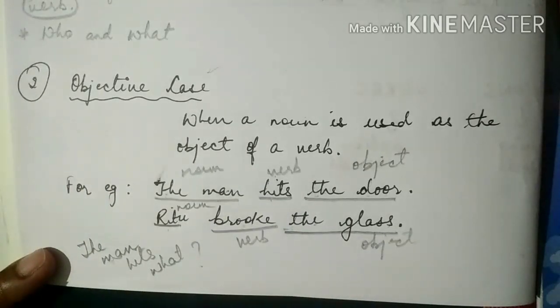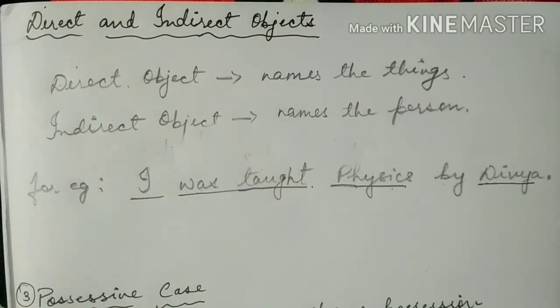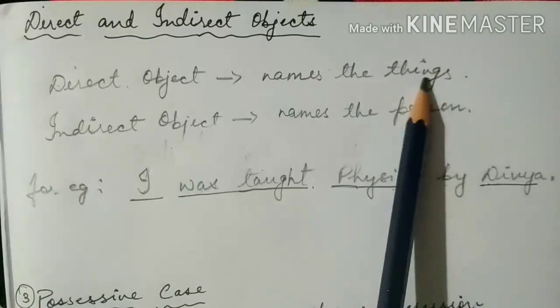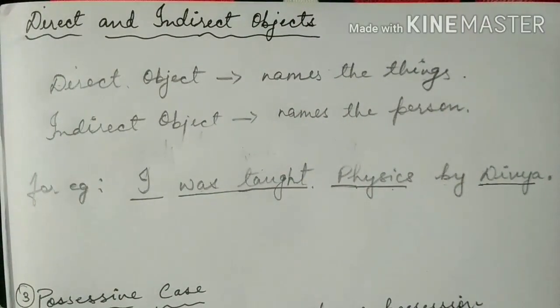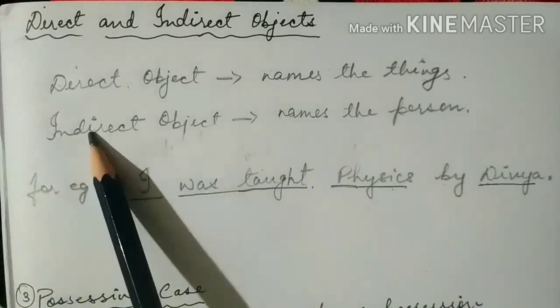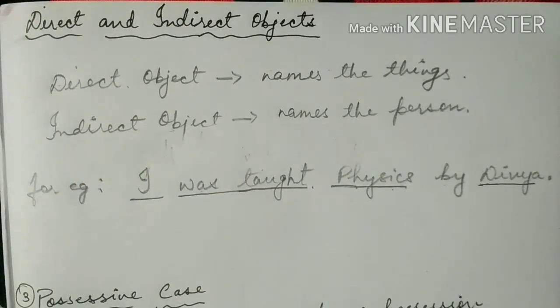Now in the objective case, we'll be studying two kinds of objects. One is the direct object and the other is the indirect object. Let's see the difference between the direct object and the indirect object. We'll learn how to identify whether in a sentence it is a direct object or an indirect object. So it says that a direct object names the things, that means the names of things belong to the direct object, whereas an indirect object names the person.